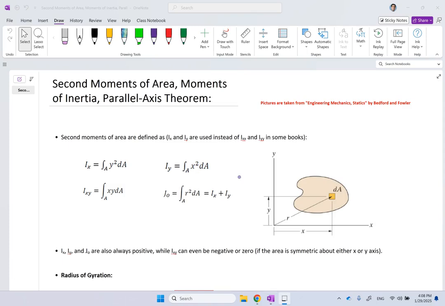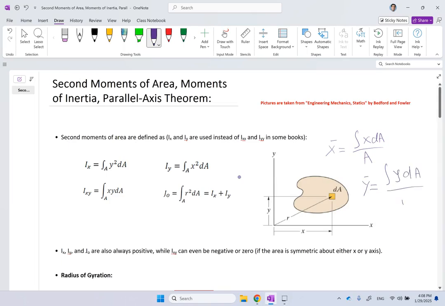If you remember when we talked about the centroids, when I showed you the formula for x bar, I said that x bar is integral of x dA over A. And this one, if you remember, I call it the first moment of the surface with respect to the y-axis. Similarly, y bar was integral of y dA over A. That was the first moment of the surface with respect to the x-axis. So these are the first moments, or first order moments, of the surface.